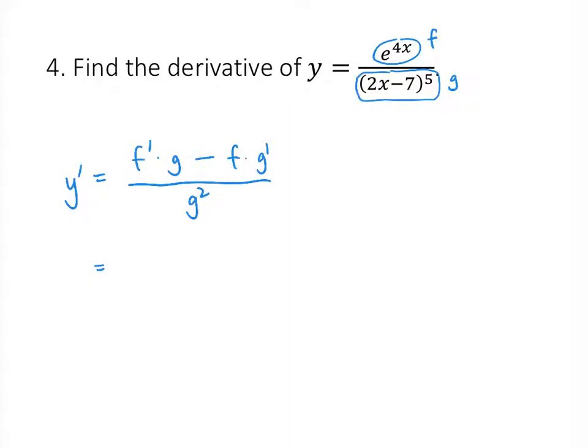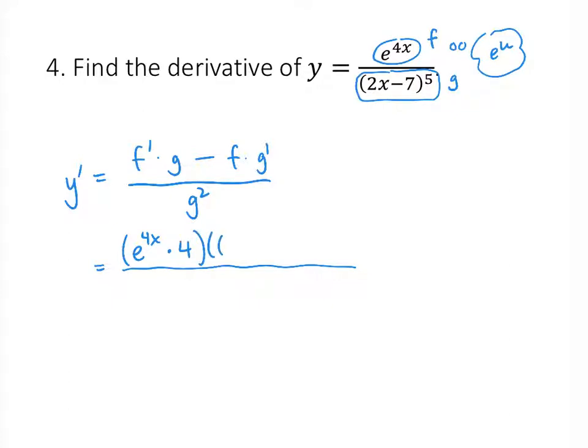So for our f prime, we look at e to the 4x and think of that as e to the u. The derivative of e to the u is e to the u, because the derivative of e to the x is e to the x. So the derivative of e to the 4x is e to the 4x, but then we have to multiply by the derivative of 4x, which is 4. There we're using the chain rule.